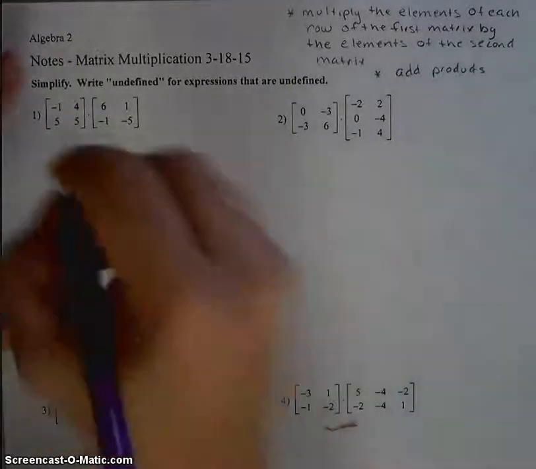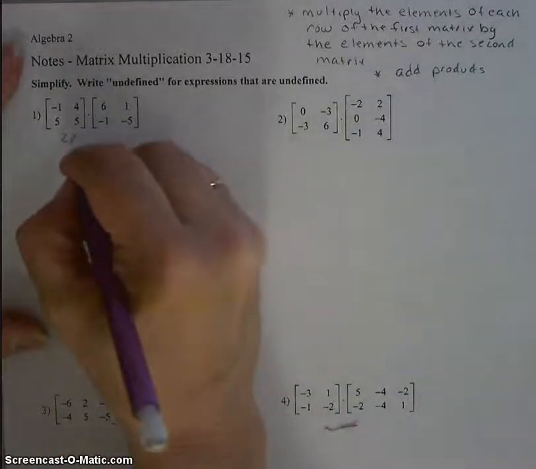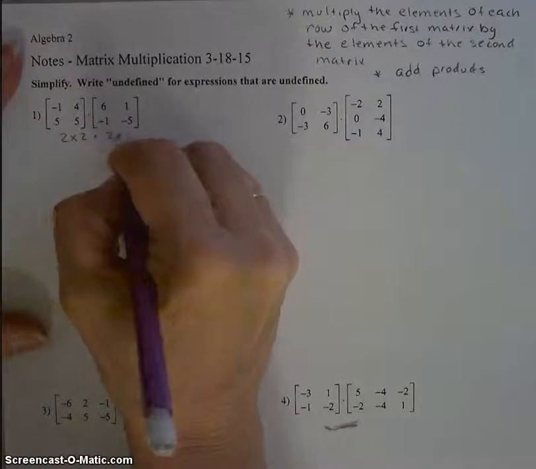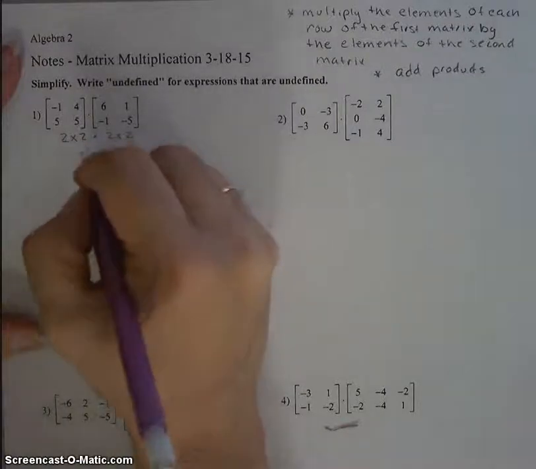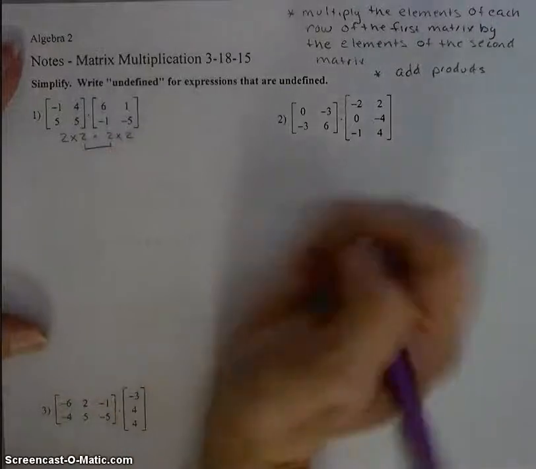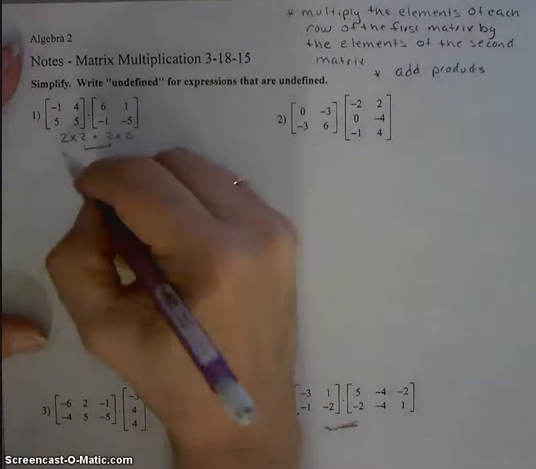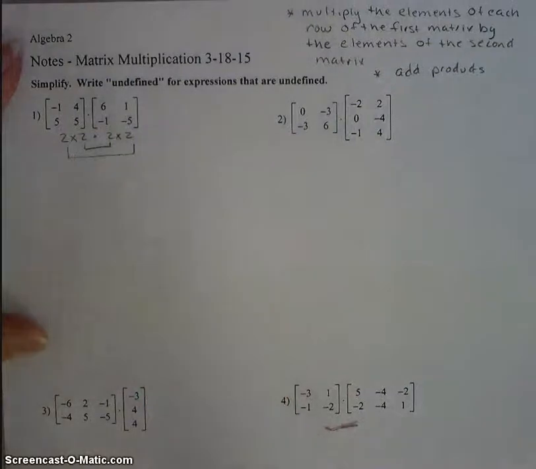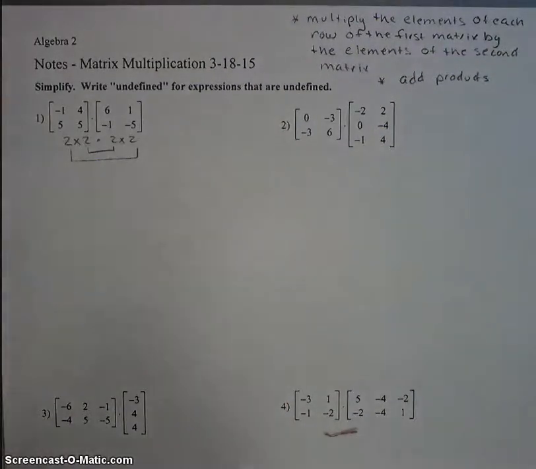So before we do that, remember we need to check if we can multiply this. I have a 2 by 2 times a 2 by 2. Remember, we need to make sure that the columns in the first matrix is equal to the rows in the second, which it is. And then I know that when I multiply this out, my resulting matrix is going to be a 2 by 2. Okay, so let's get started.